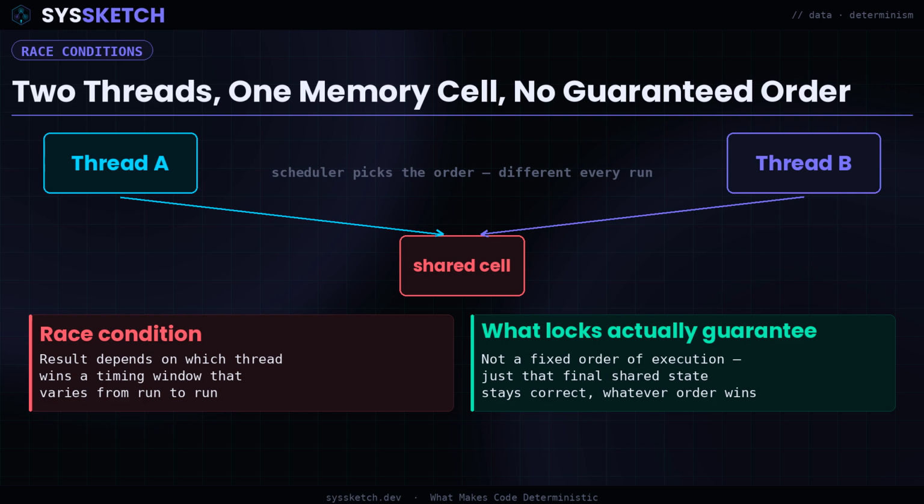Concurrency introduces non-determinism at the hardware level, and no amount of careful coding eliminates it entirely. When two threads touch shared memory, the operating system's scheduler decides which instruction runs first, and that decision depends on factors completely outside your program, other processes, interrupt timing, even thermal throttling. A race condition is exactly this, a result that depends on which thread wins a timing window that varies from run to run.